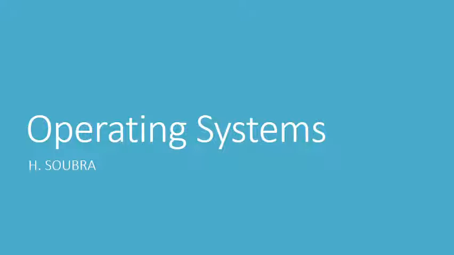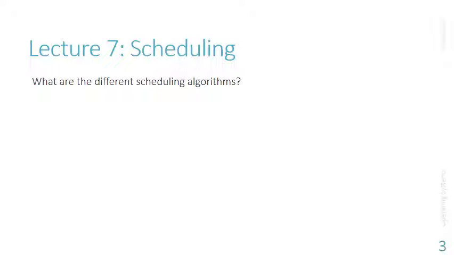Alrighty, so this is the recap of lecture number 7. And at the very end of lecture 6, we started tackling the different scheduling algorithms that exist out there. And we said that we're focusing on the short-term scheduler, also known as the dispatcher. And these are the scheduling algorithms that are concerned with the dispatcher.